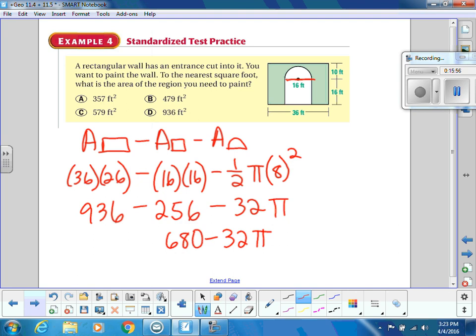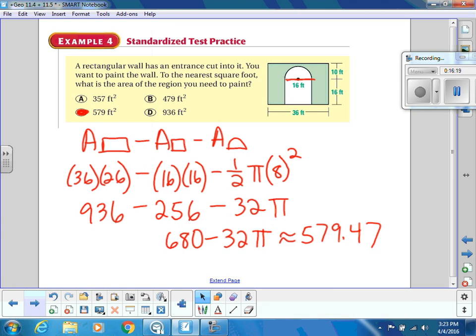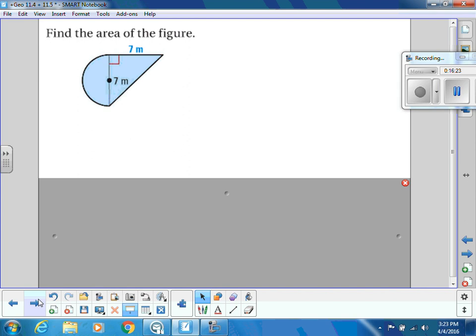Oh, and they want us to round to the nearest square foot. So here's an example of where we do have to actually do the decimal. And I would suggest using your pi button on your calculator. So that's 579.47. So 579 would be my answer on that one. Okay, so it really just depends on what the question is asking or what you need it for.